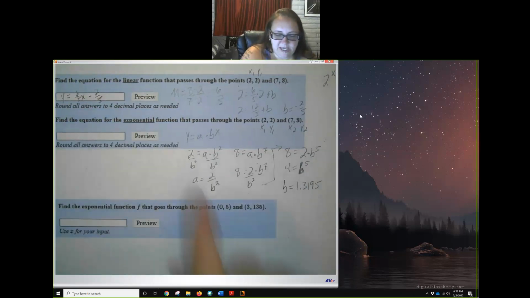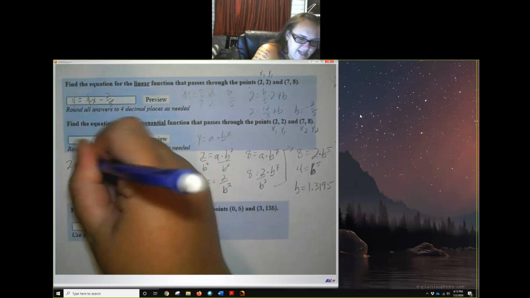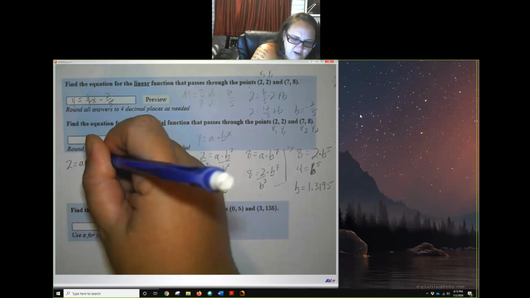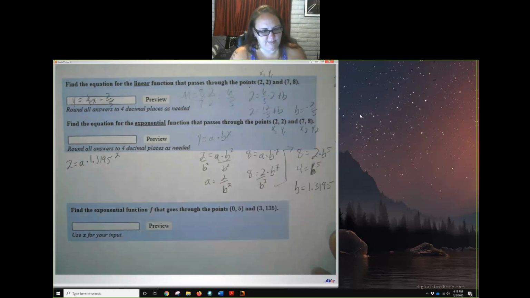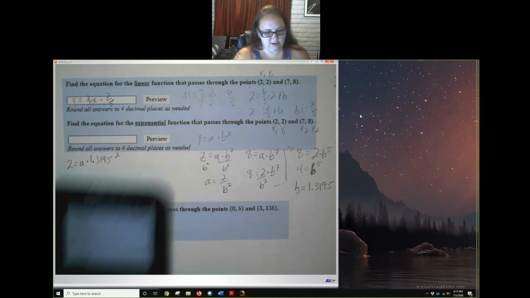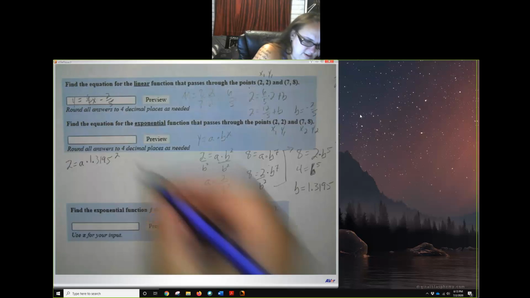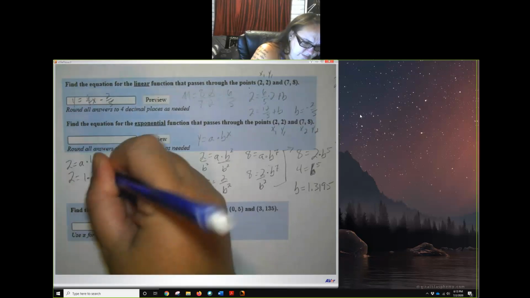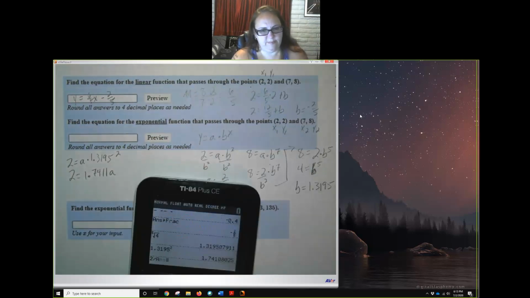And then once we have b, we would come back up here. I'm going to write this over here. So then 2 equals a times 1.3195 to the 2nd. So 1.3195 squared is 1.7411. And then divide, 1.1487.